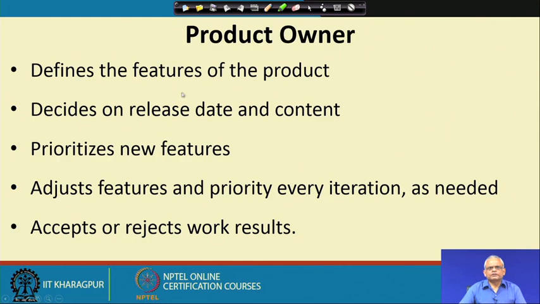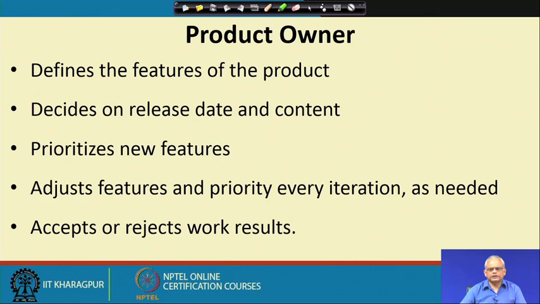Now, let us look at the responsibilities of the different roles. The product owner, as we said, has the customer perspective, maybe an employee of the customer organization, and understands the software well. He defines the features of the product, decides on the release date, prioritizes new features, adjusts features and priority in every iteration, and accepts or rejects the work result.